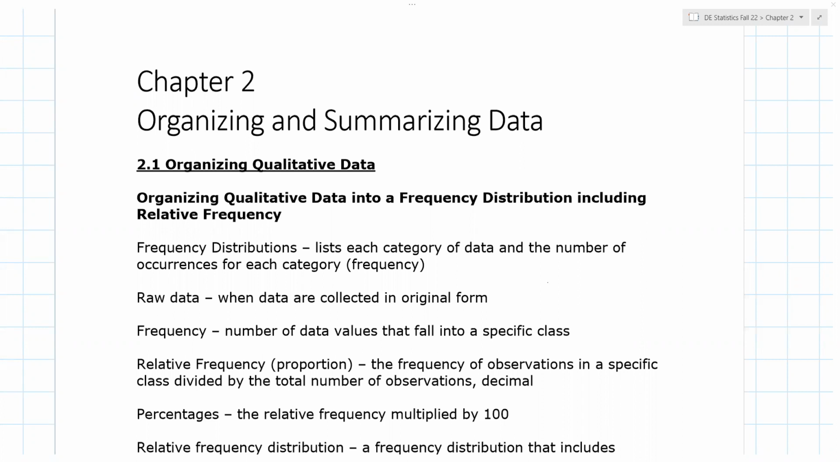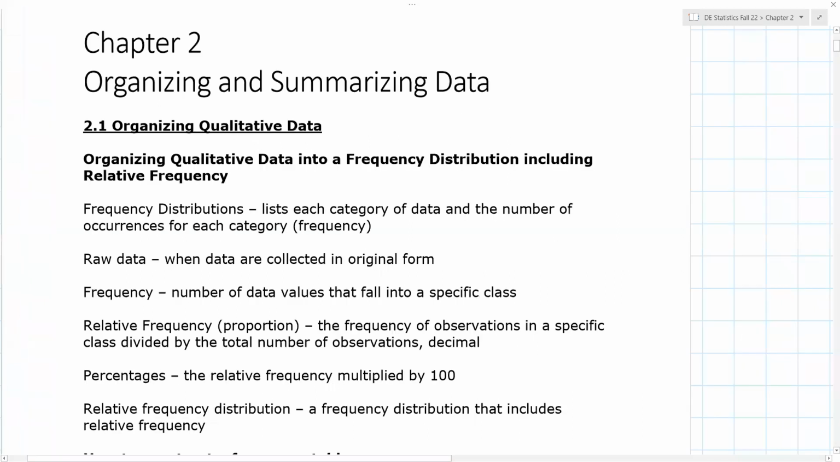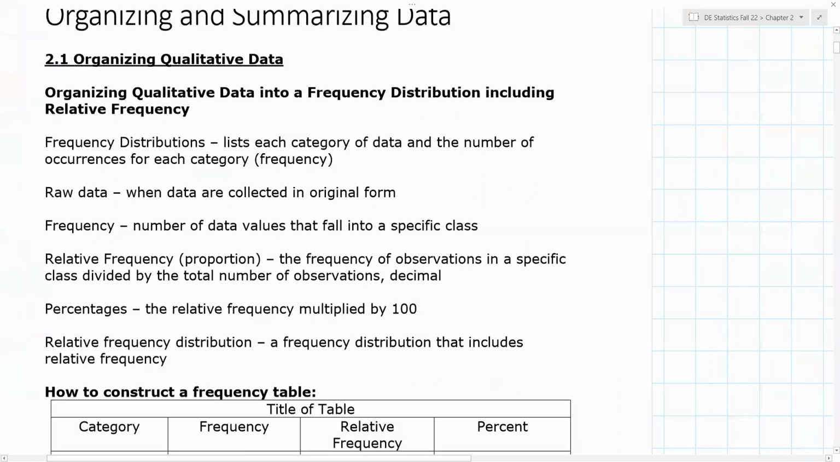In 2.1, we're going to be focusing on qualitative data, so data that is categorical. And then in 2.2, we're going to be dealing with quantitative data, so data that is numbers. So let's get into 2.1. First, let's go over some vocabulary and talk about the stuff that we need to know.